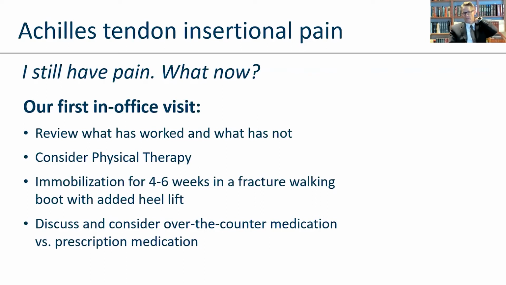We're going to consider physical therapy, and most of the time we immobilize. We take pressure and activity away from the Achilles tendon. So we're going to go 4 to 6 weeks in a fracture walking boot. And then we're going to add in a heel lift to make sure that that's raised so that we shorten up the Achilles tendon, take pressure off of it, and make sure that it doesn't move. And then we are going to discuss the over-the-counter medications and prescription medications, so things that will be effective in both states.